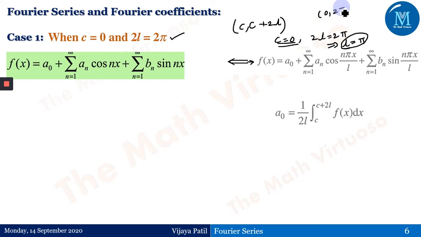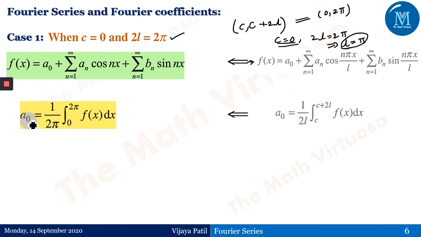This range has been changed because c is 0. 0 plus 2L is 2 pi, which gives me 0 to 2 pi. So the limit changes from c to c plus 2L to 0 to 2 pi. And this value of L is equal to pi, which we have already seen. Therefore the value of a0 is 1 upon 2 pi, integral from 0 to 2 pi of f of x dx.